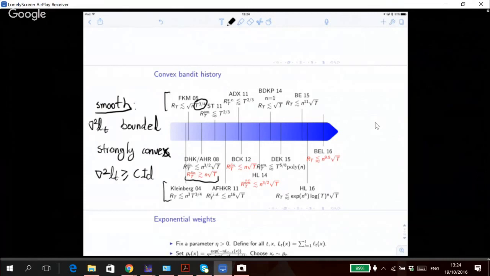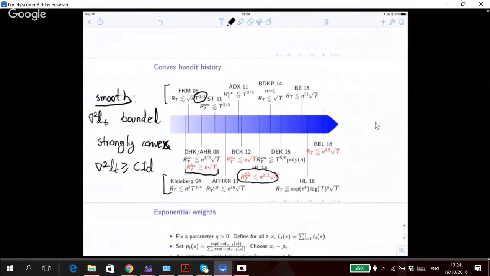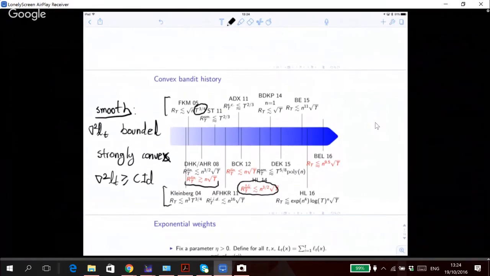Under these two assumptions, a square root of T bound was known from 2014, by Hazan and Lee. But it turns out that in full generality, square root of T holds, and this was first shown by this paper, by Bubeck and myself. This paper follows a previous paper by Bubeck.